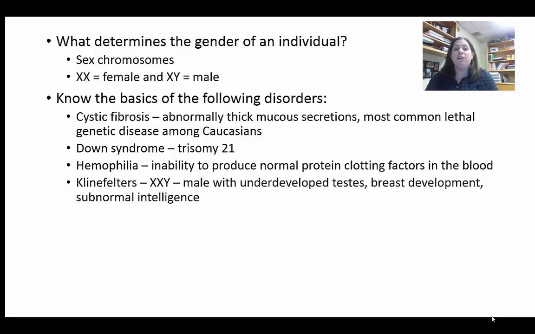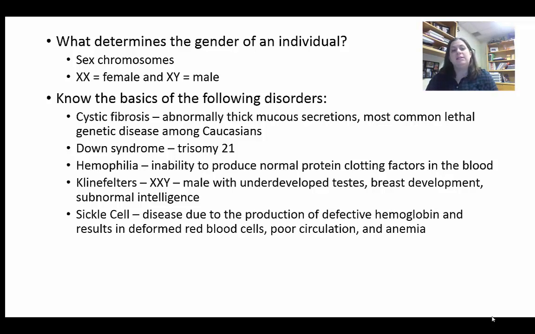Klinefelter syndrome is also a trisomy like in Down syndrome. However, it's an XXY. This individual is a male, but this male will have underdeveloped testes, breast development, and subnormal intelligence. Now, when I say subnormal intelligence, this just might mean that they have a learning disability. They're dyslexic, they don't get math that well, but there's a lot of us that could have difficulties like this, and we don't have Klinefelter syndrome.